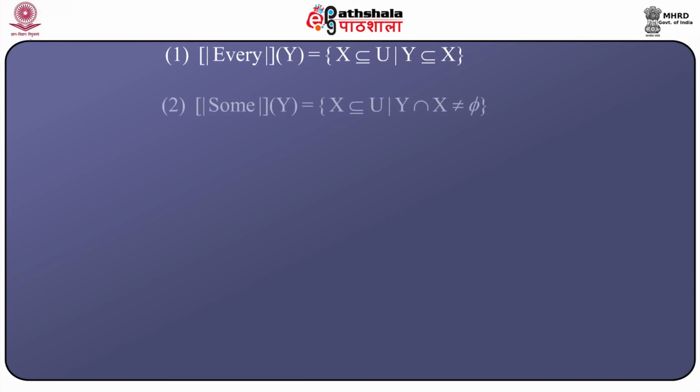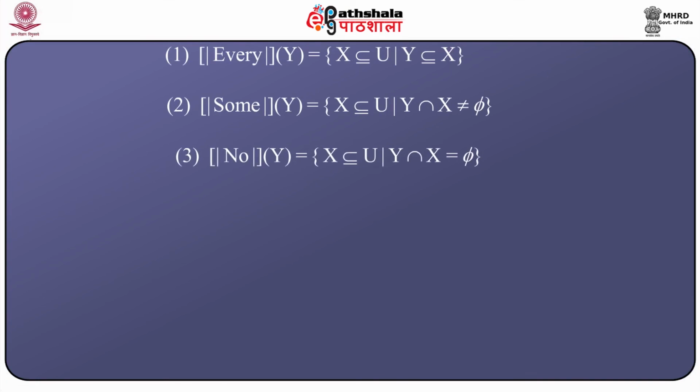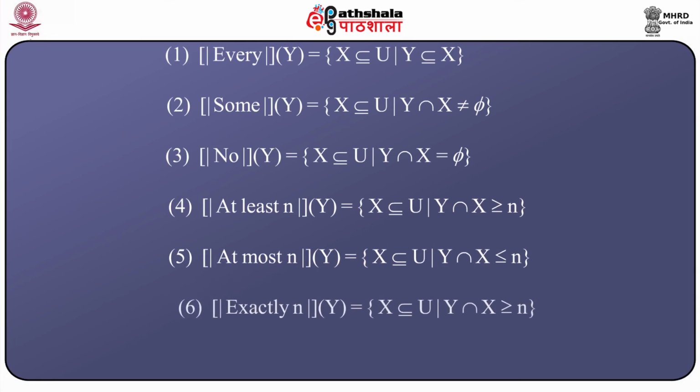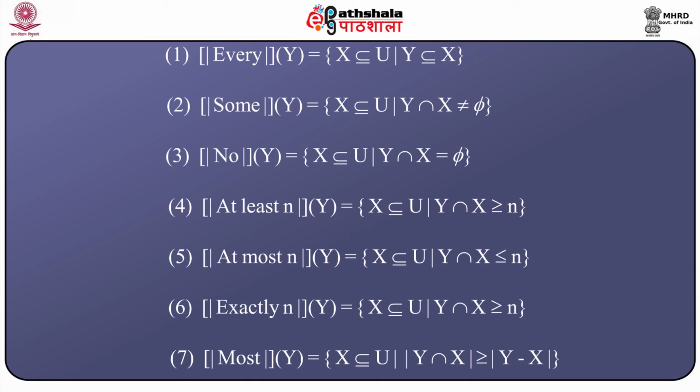What this means is what you see in 44 through 50. Every applied to Y must give you the set of all X's that are subsets of U, such that Y is a subset of X. Similarly for some, no, at least, and so on. So once we do this, we get a system that better reflects the semantics of quantified statements as they appear in natural language and does justice to the syntax of natural language.